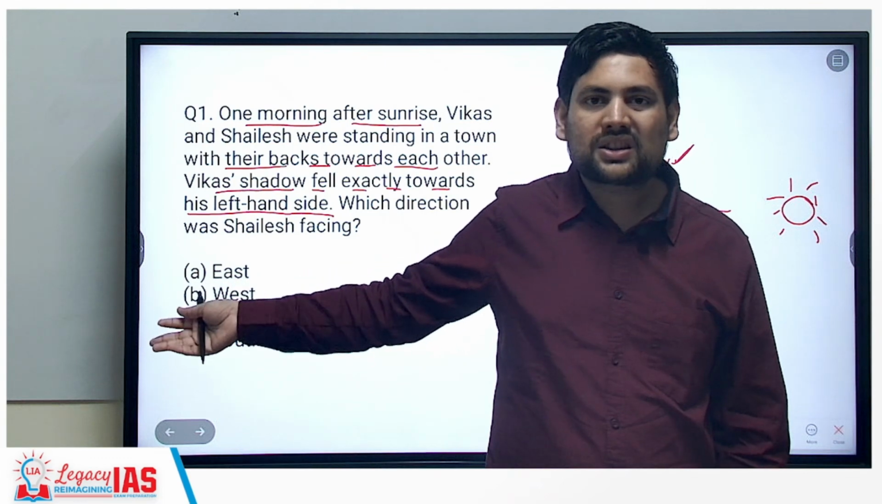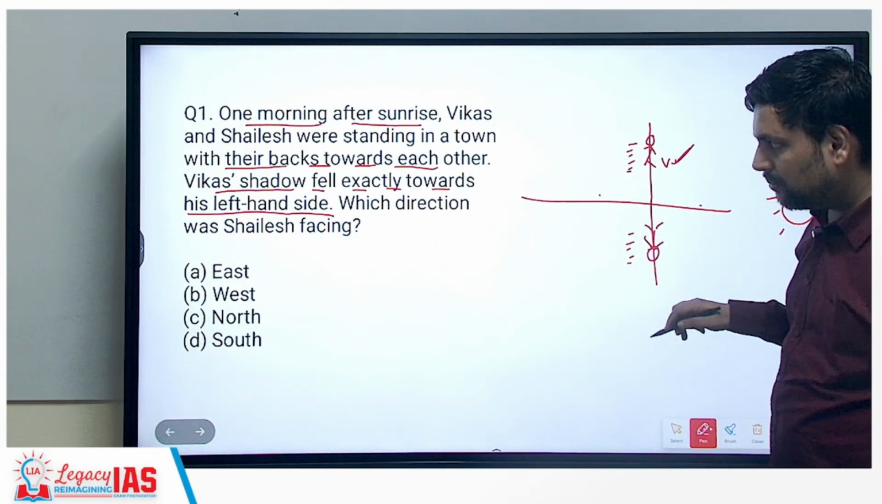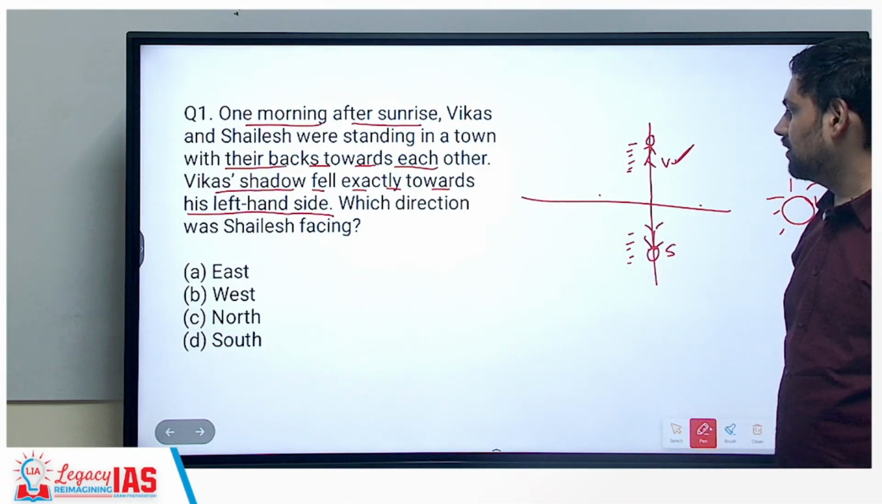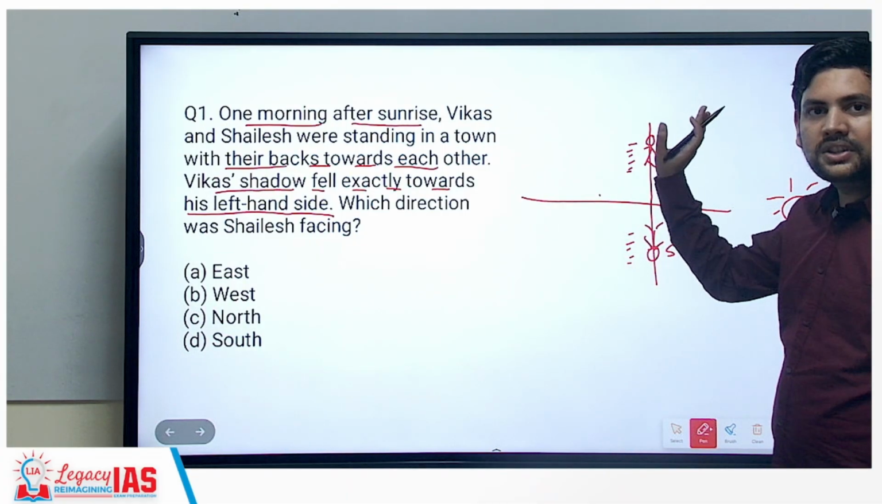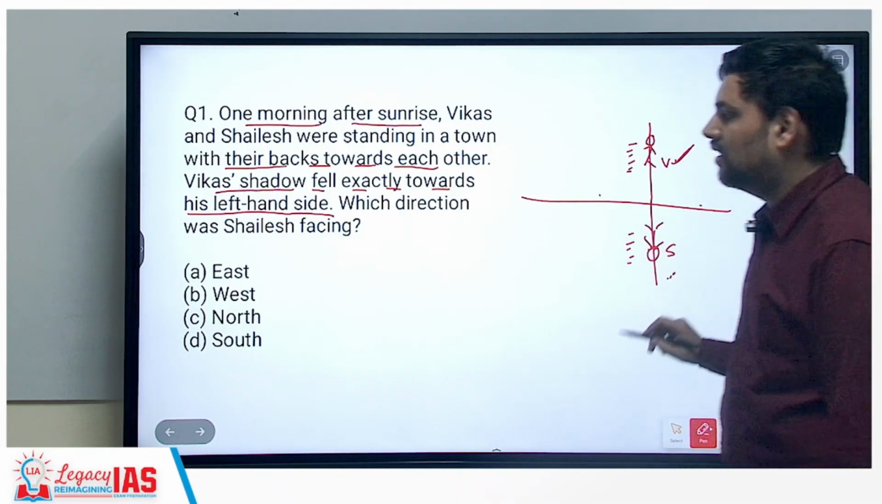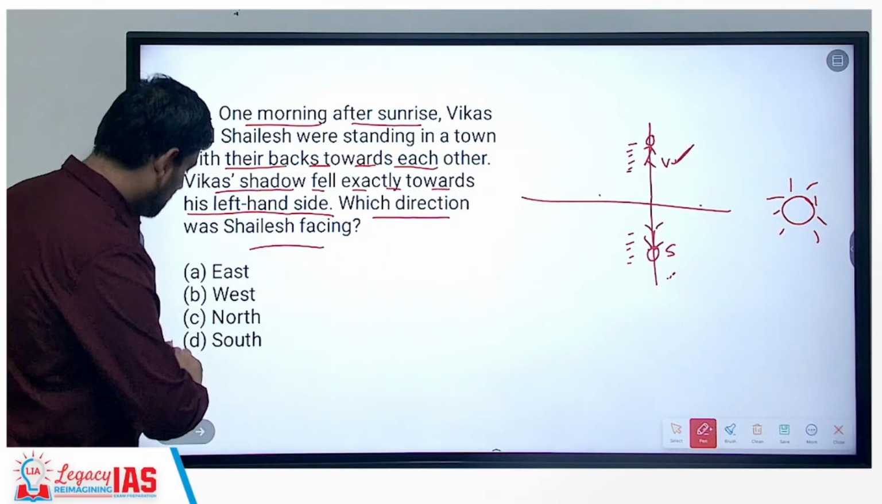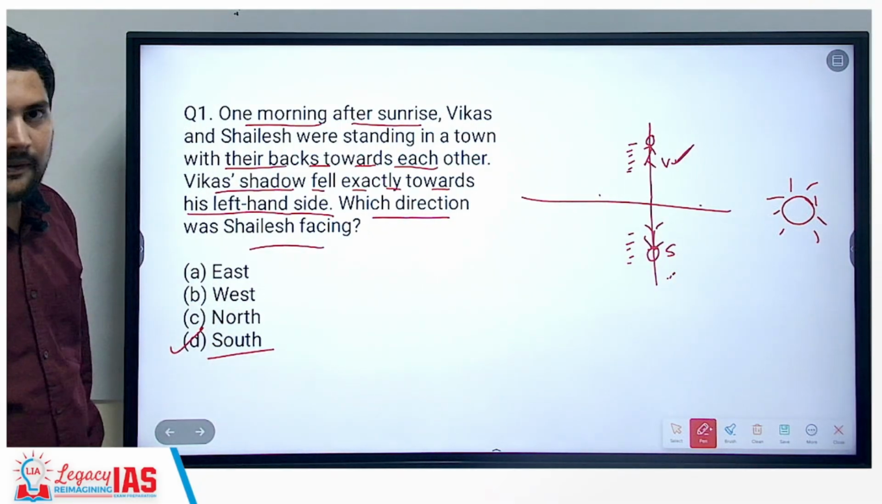So this is right. That means this is not Vikas, this is the other person, Shailesh. So Vikas is going in which direction? Vikas is going in north direction and Shailesh is going in south direction. So in which direction is Shailesh facing? Shailesh is facing south.